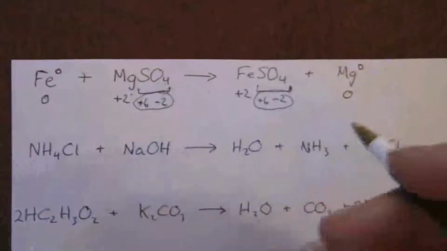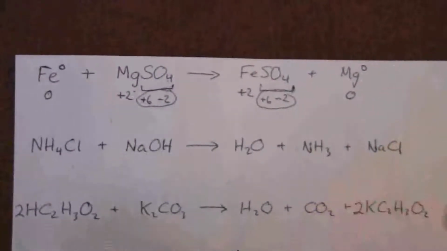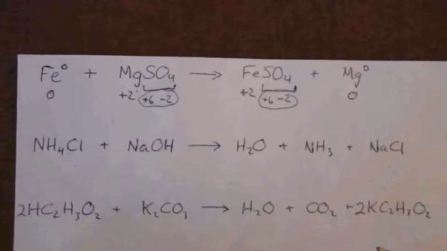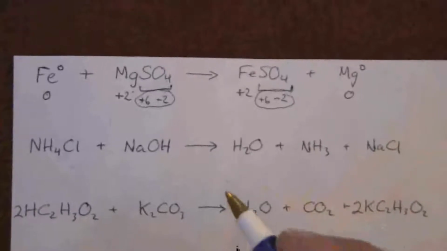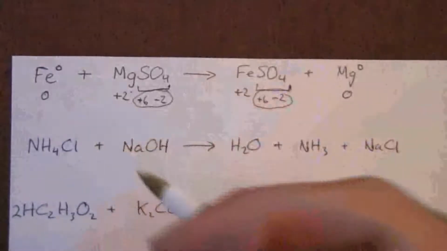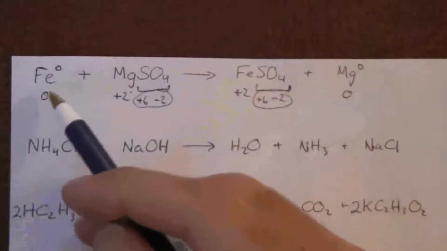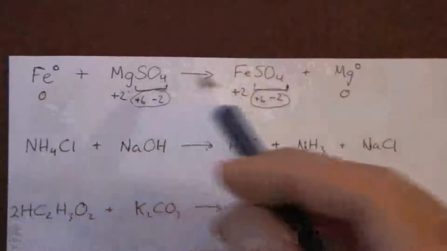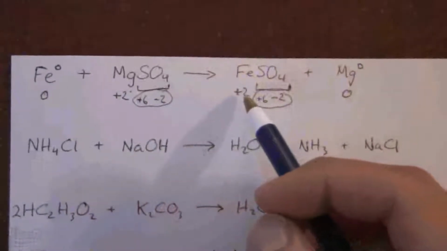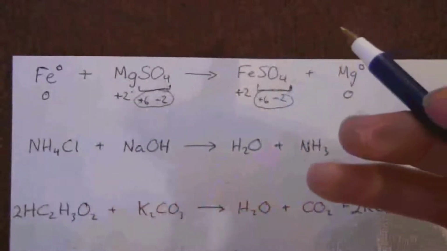Okay, so which one is being oxidized? Which one is being reduced? Well, there's a few different ways actually that we can look at this. We'll consider two of them. One of them is to look at it in terms of the electrons. Iron is neutral here, whereas here it has a +2 charge. That means it lost 2 electrons.